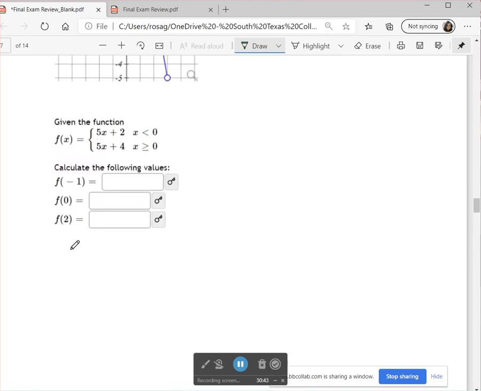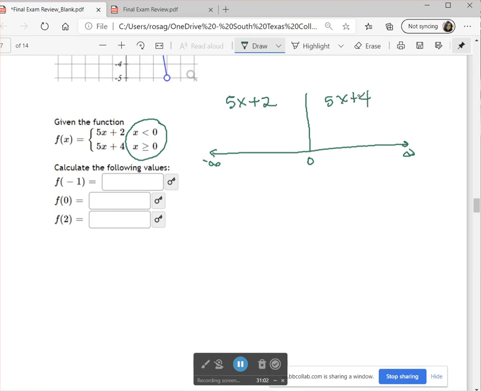Now, this next one is just evaluating, but it is a piecewise function. So since it's broken up, this is your domain right here. It's broken up at 0. I'm going to create a number line and break it up at 0. And then I'm going to put my functions. Now, if I want to find -1, I need to see where it lands, on the left or on the right. So if this is a number line, -1 would be right here. So I use this one. And I get -3.